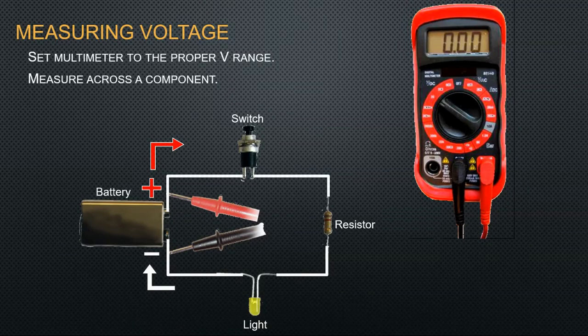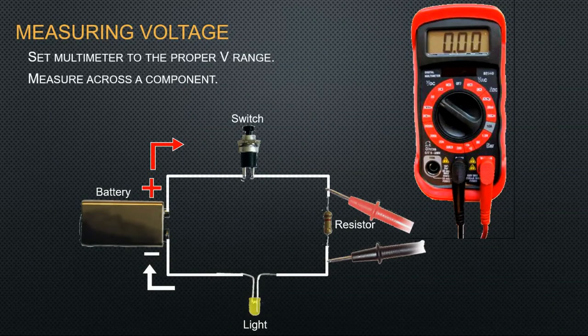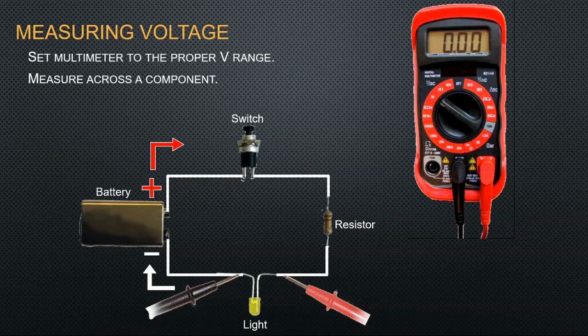The positive and negative signs represent polarity and flow, so the red or positive lead should be toward the positive side of the battery, and the black or negative lead should be toward the negative end. If these positions are reversed, the multimeter will read a negative voltage.